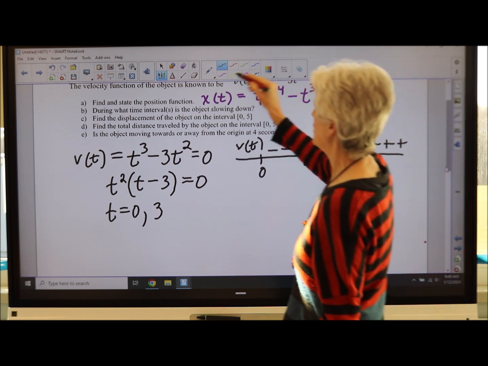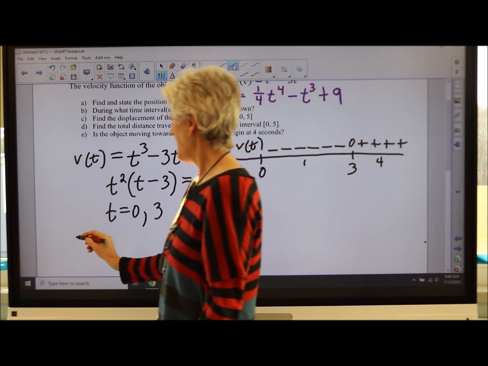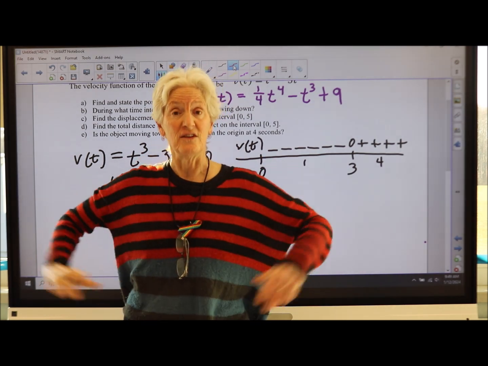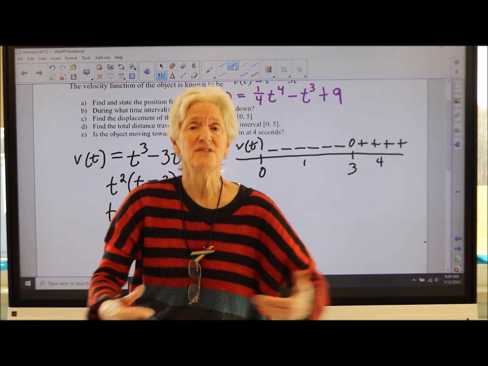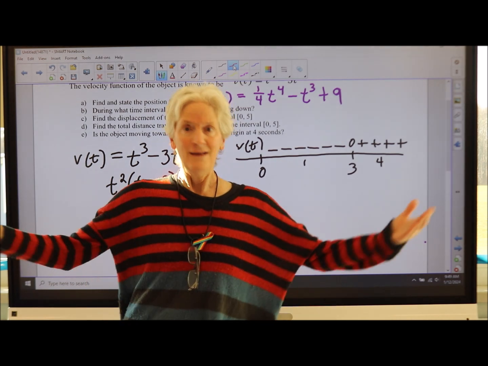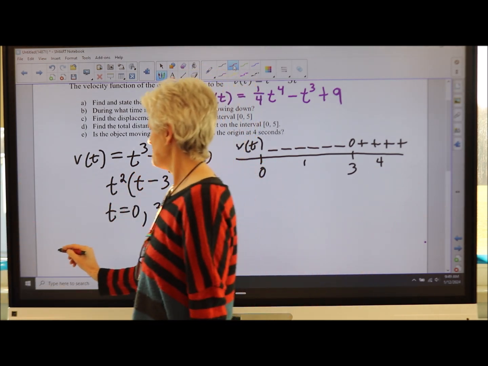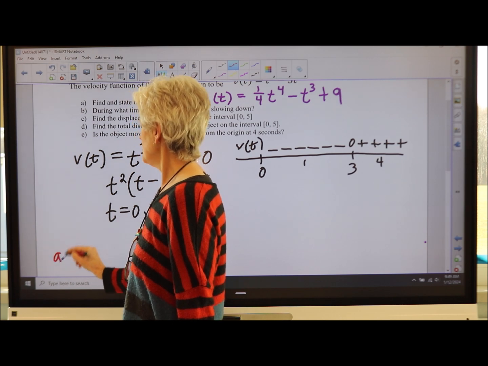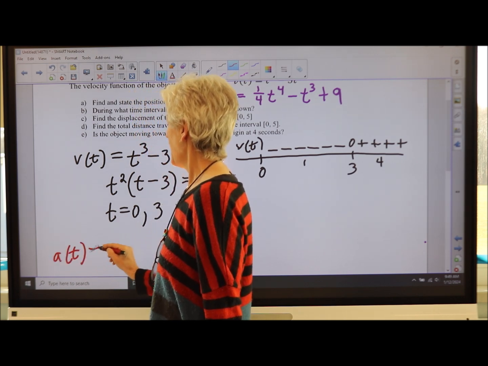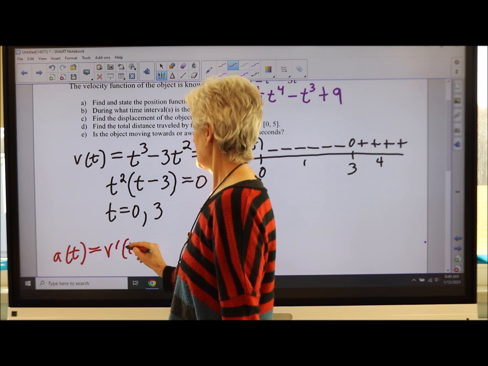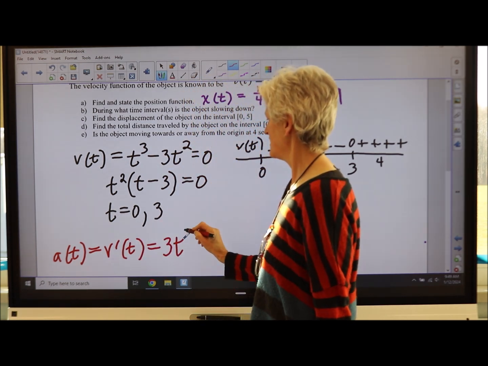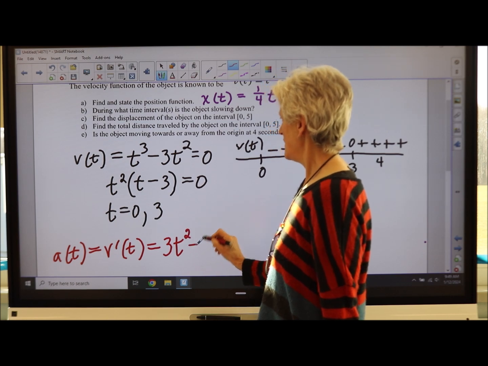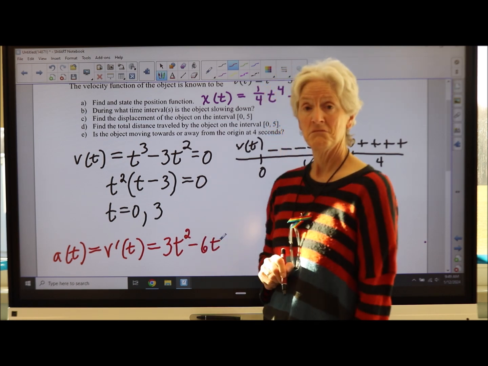Oh, wait, do I know what my acceleration is? I don't know what my acceleration is, but I can find it. Acceleration is the change in my velocity over time. It's the derivative of velocity. So acceleration is the derivative of my velocity. So I'm just going to take the derivative of this. That's going to be 3t squared minus 6t.